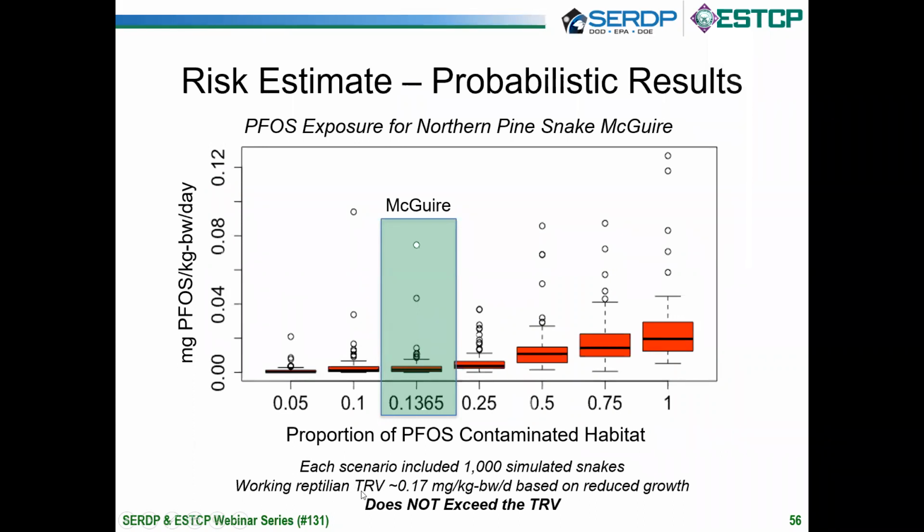Currently, our toxicity reference value, which is derived using Brown and Knowles from Dr. Solis's lab, is at 0.17 milligrams per kilogram per day. We can see that our y-axis actually doesn't even extend up that high. So we can say from our model that it does not exceed the working toxicity reference value. And thus this indicates that there may not be a concern.